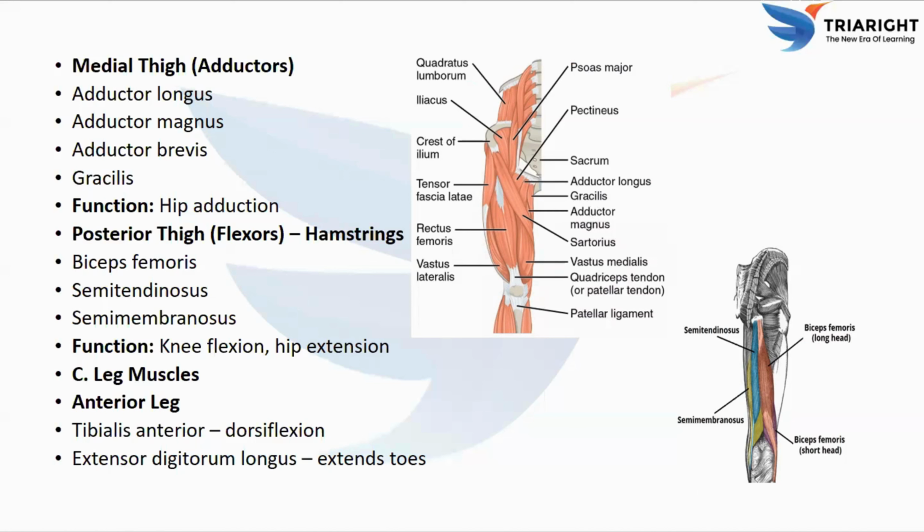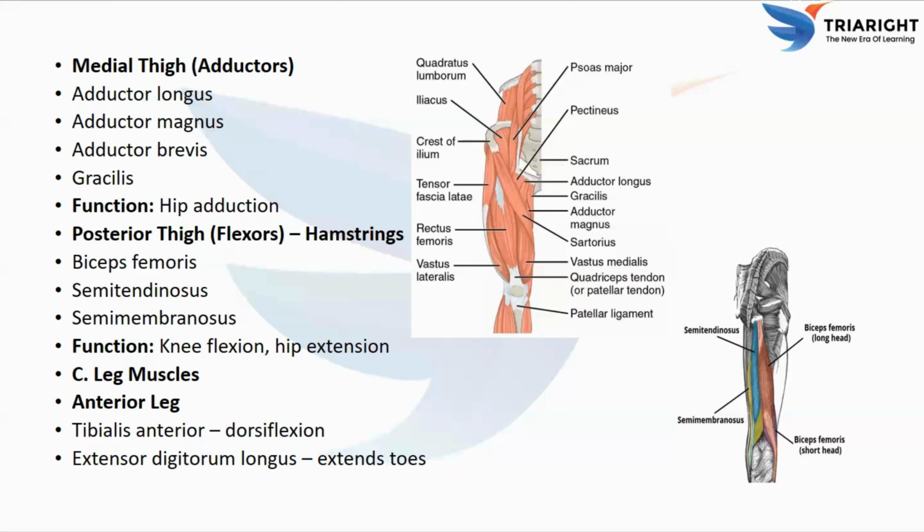So next, coming to the posterior thigh, these are also called flexors, nothing but the hamstrings. So what are hamstrings? Hamstrings are located at the back of the thigh. They cross both the hip and knee joints. So what are the muscles in the hamstring group? They are the biceps femoris, the semitendinosus and the semimembranosus.